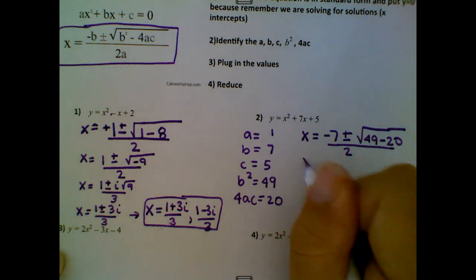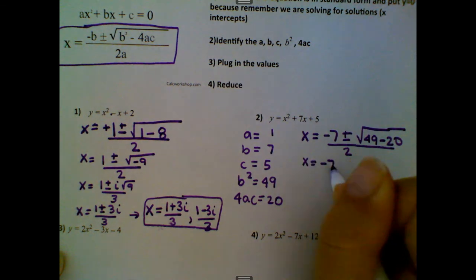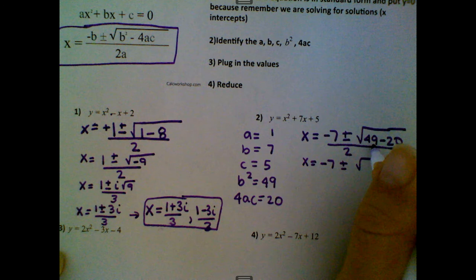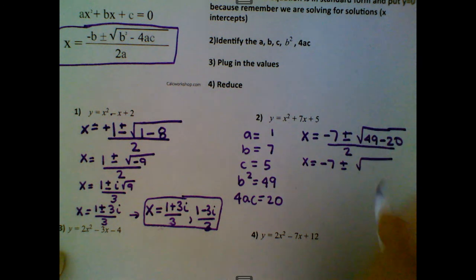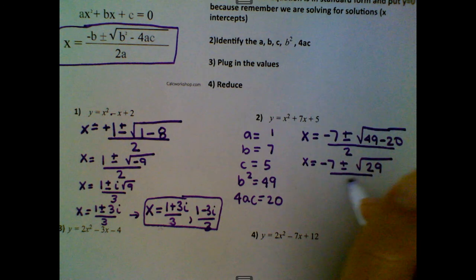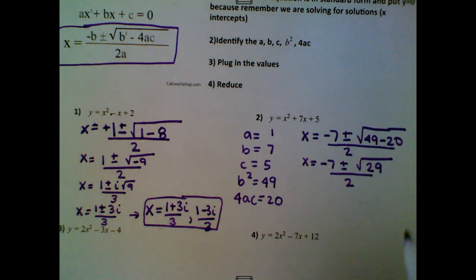Now we're going to continue to reduce. So we have a negative 7 plus or minus the square root of 49 minus 20. So 49 minus 20 gives us, well, that's 29. Should be 29. All over 2. So now we have to check. Can we reduce the radical? 29. Can we break that down into a perfect square times a number? We can't. It's not reducible. There's no numbers here and here to reduce either.